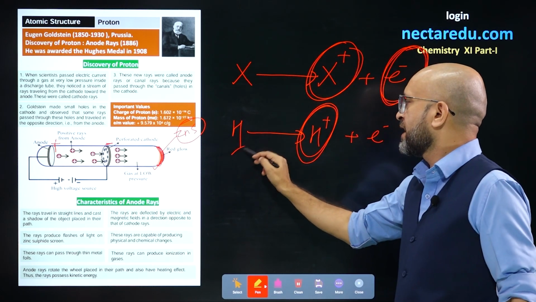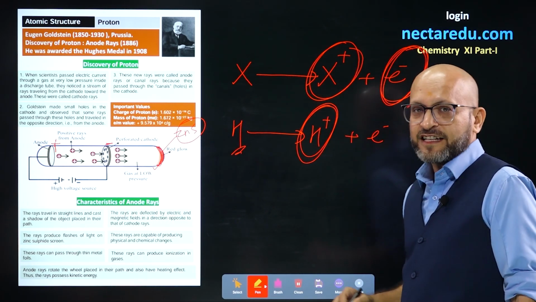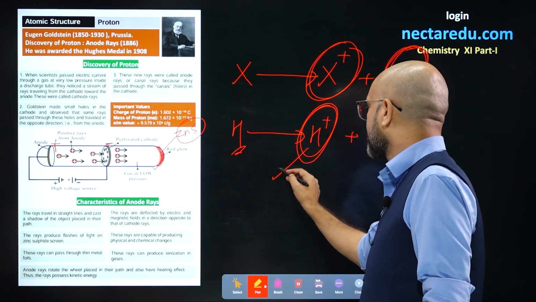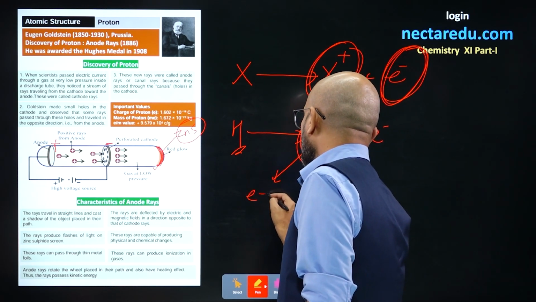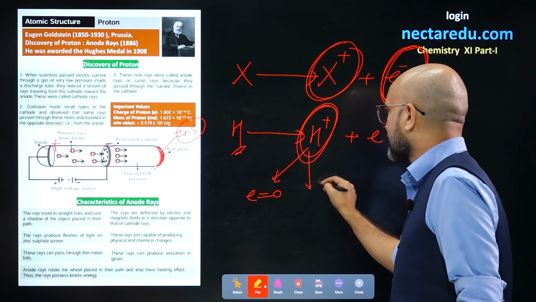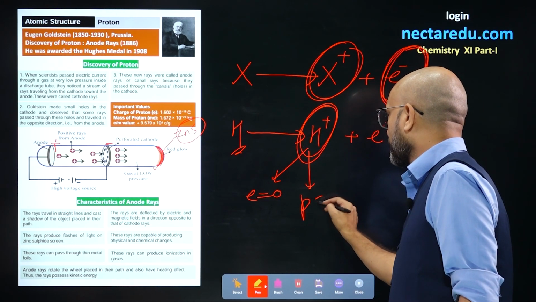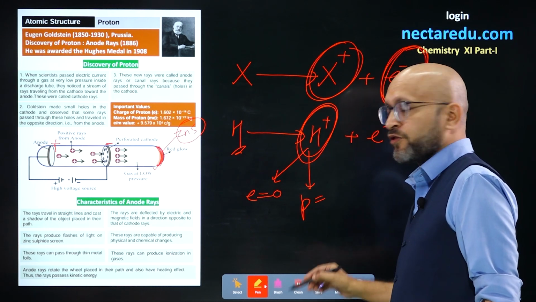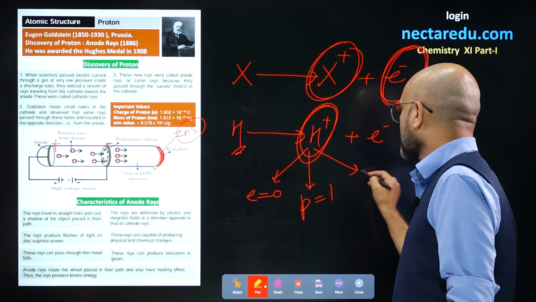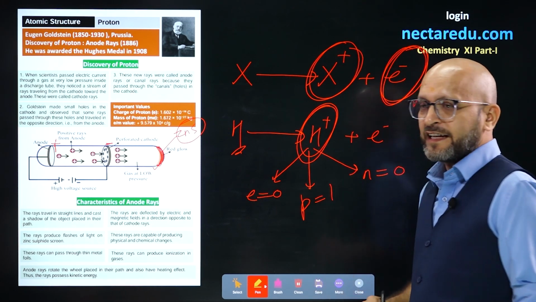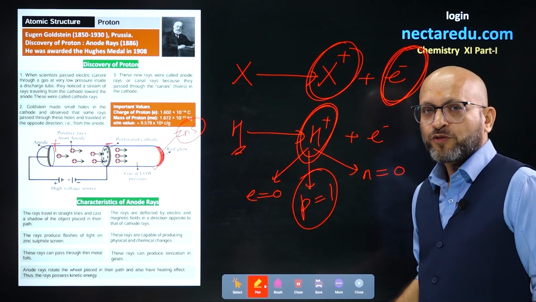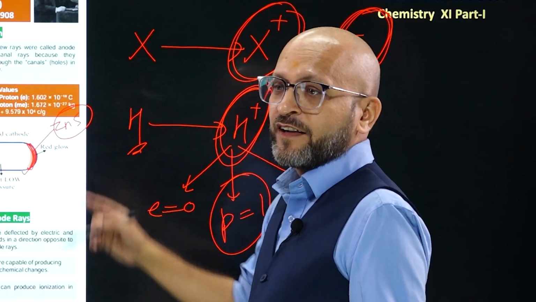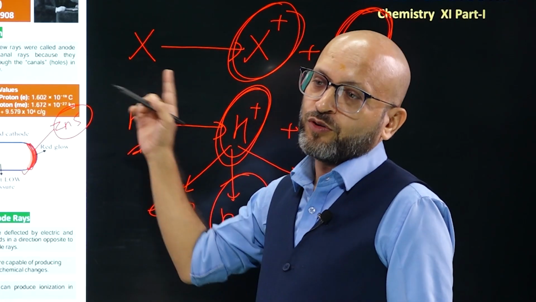If you take hydrogen gas, then the positive ion is H plus. What will H plus have? Will it have an electron? No. Electrons will be 0 in H plus. Protons will be 1, and neutrons are 0 in the H plus ion. So basically, the H plus ion is a proton. So the proton was discovered during the anode ray experiment by Goldstein.